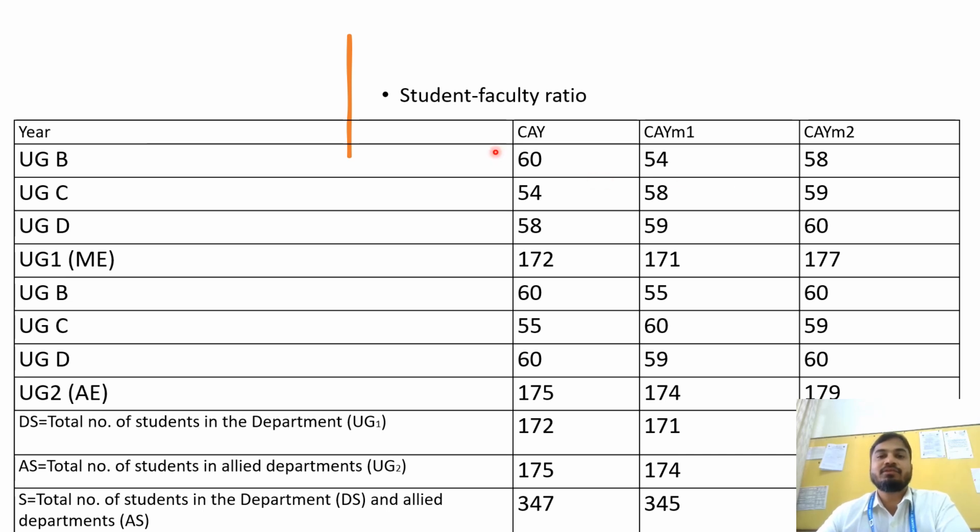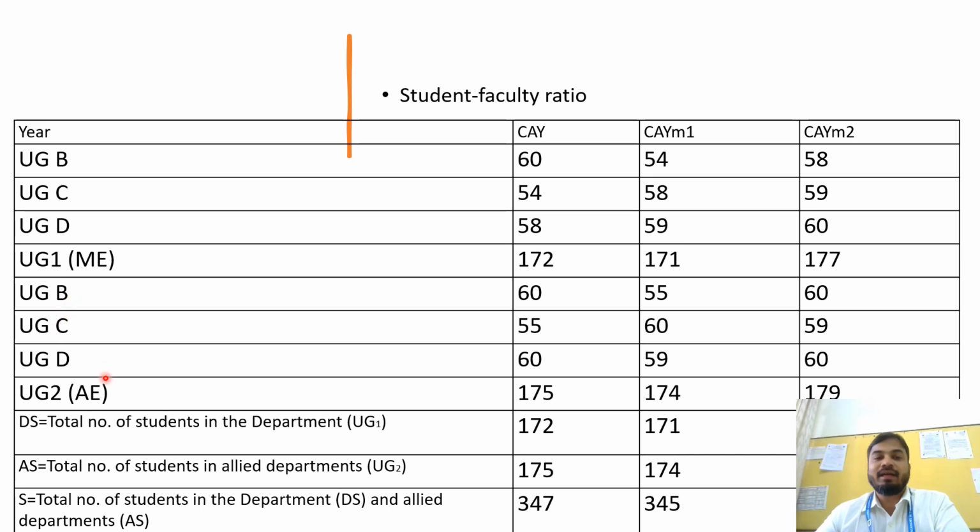So for calculating the student faculty ratio, here I am showing an example of the mechanical engineering department allied with aeronautical. If a college has two departments like mechanical and aeronautical, they fall under one cluster. So B, C, D is the number of students admitted in second year, third year and fourth year. For mechanical engineering, CAY, CAY M1 and CAY M2 are shown here, and the total of this is added.